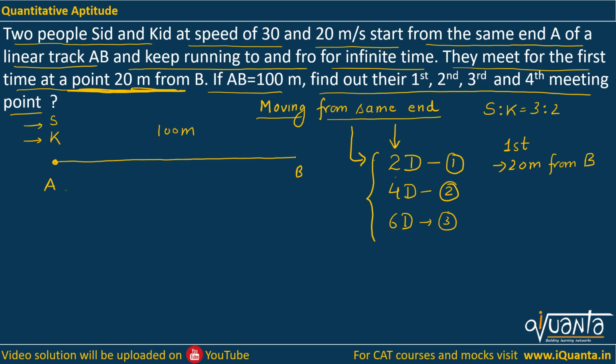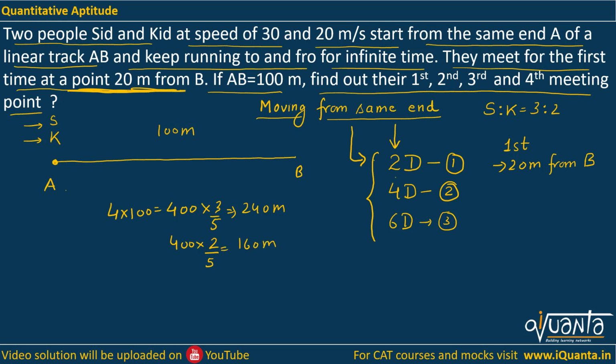Now let us talk about the second meeting point. It would be at 4D, 4 into 100, that means 400. How much would A travel? A will travel 3 by 5 of this, which gives me 1200 by 5, that means 240 meters. And B will travel 400 into 2 by 5, which gives me 160 meters.